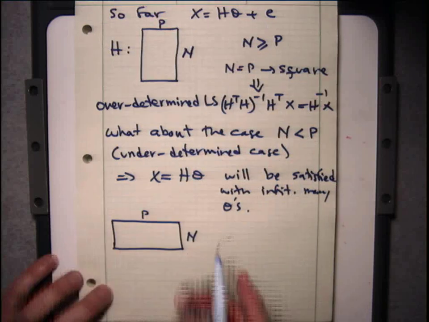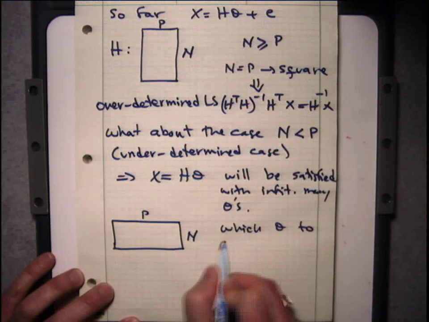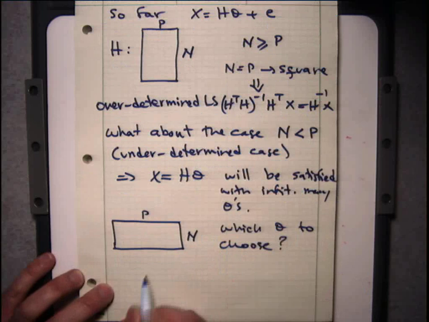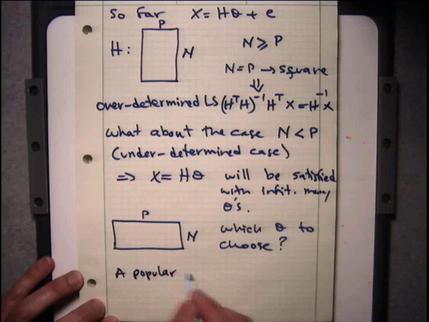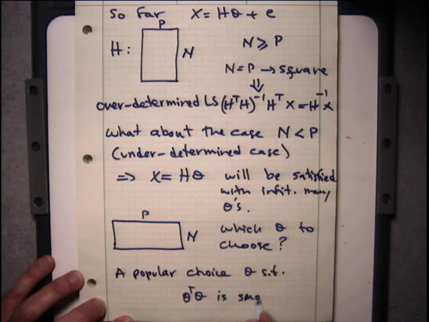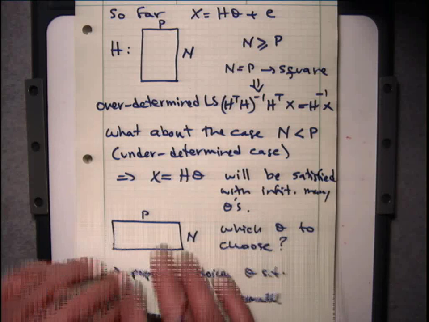So which theta to choose? A popular choice is theta such that θ transpose θ is small, or as small as possible. In order to make matters simpler, we put a 1/2 in front of this, because when we differentiate, we want the 1/2 to go away. Let's see how this works.